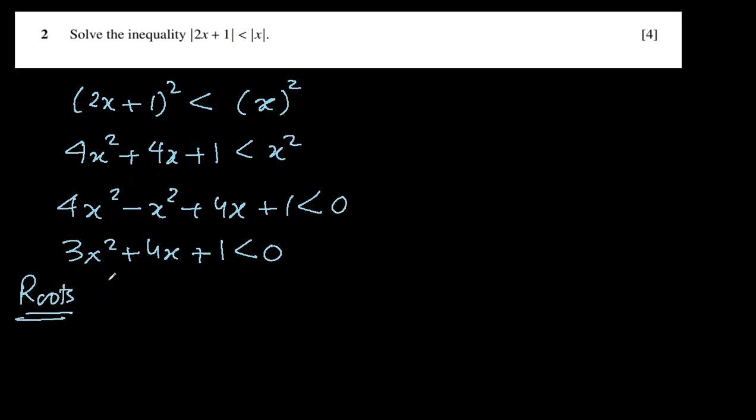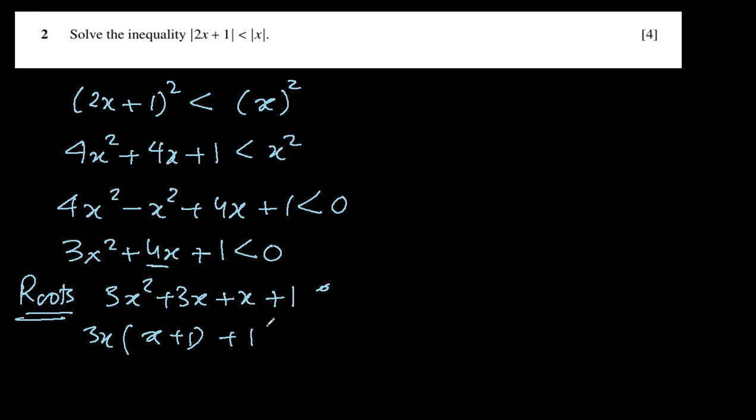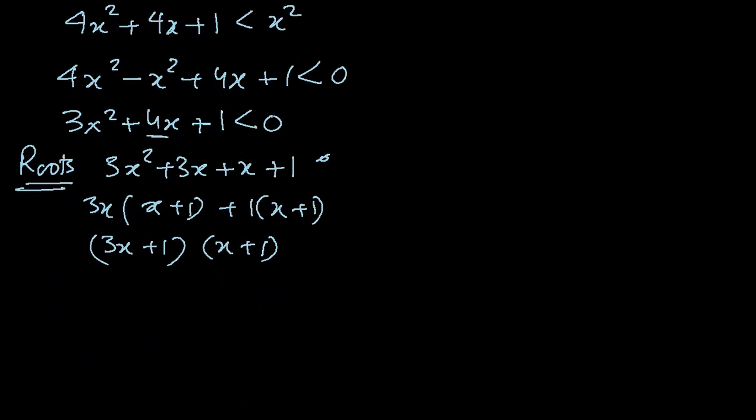Okay, to find roots, I will factor this. You can use your calculator straight away if it is capable. Otherwise, factor it the way I'm doing it. We break the middle part 4x into two parts so that we can take something common here. So 3x plus 1 and x plus 1. So we get two roots here.